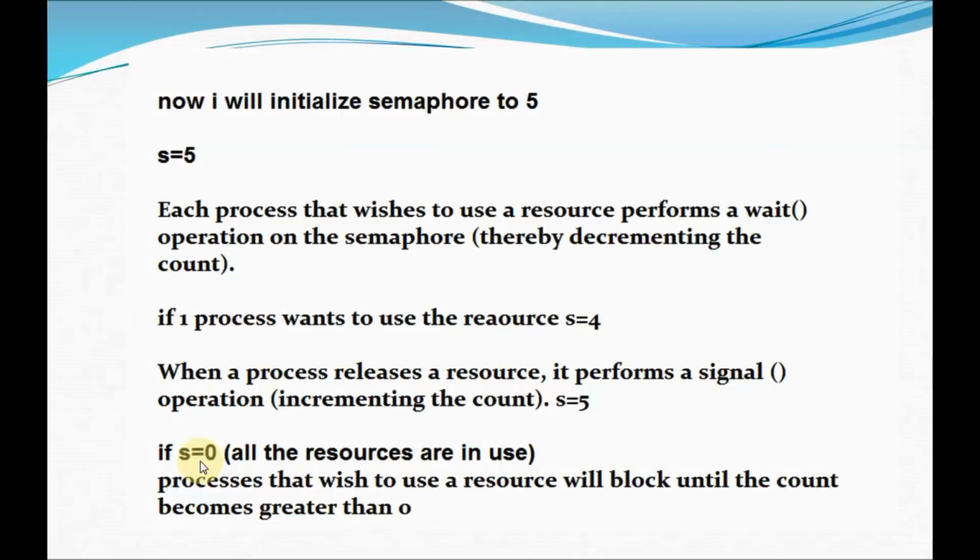If it is 1, it means 1 resource is available. If 2, 2 resources are available. If 3, 3 resources are available. If 4, 4 resources are available. If 5, 5 resources are available. So even if it is 1, it is greater than 0. Even if it is 5, it is greater than 0. So if the value of S is greater than 0, then the process that is waiting for a resource can use that resource. Very simple, right?